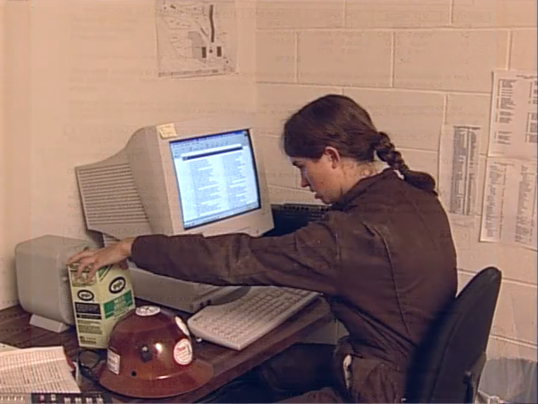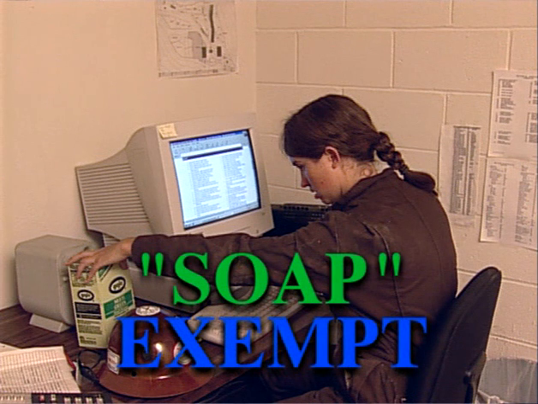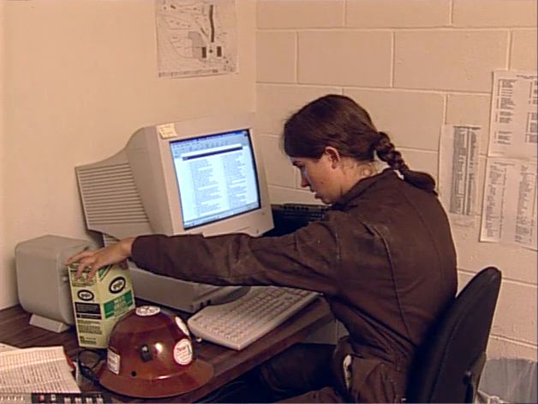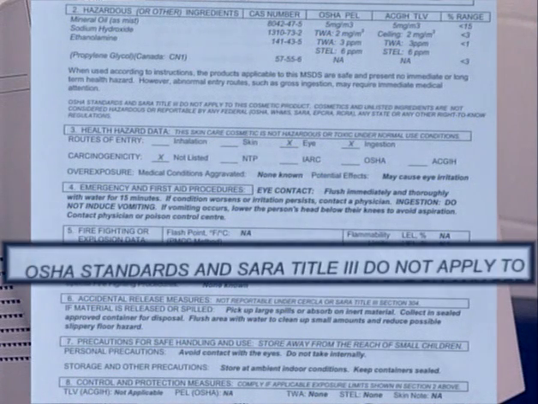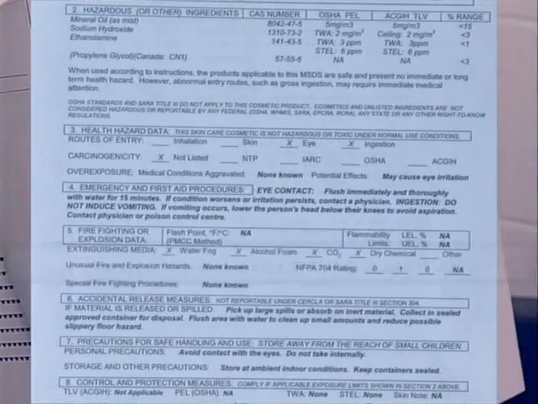Do you need to include this soap in your HazCom program? The answer is no. The FDA has classified soaps as cosmetics, and cosmetics are exempt under HazCom's definitions. Also, you can rely on the manufacturer's MSDS when it says that OSHA standards do not apply, and you can infer that it also doesn't apply to HazCom. HazCom was designed to be fully compatible with the requirements of OSHA's hazard communication standard.